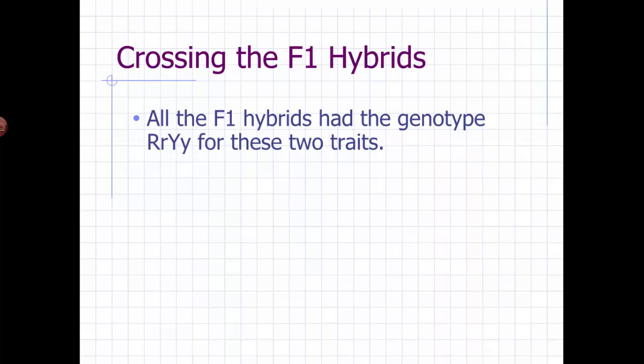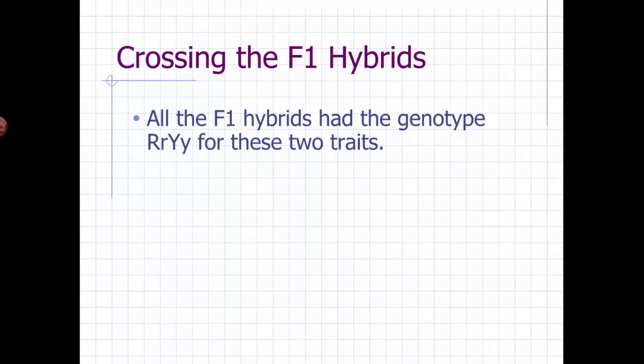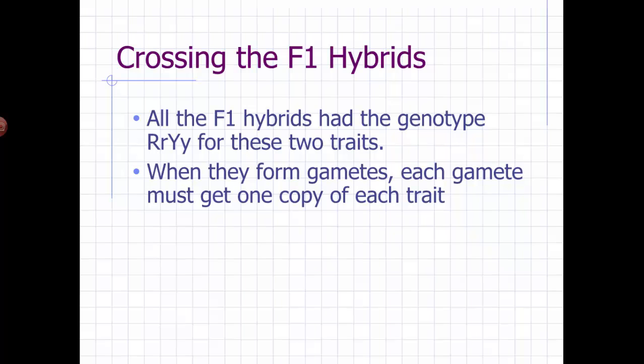Since the F1 is the first generation, F stands for filial, which means offspring, or actually it literally comes from the Latin for son. But F1 means the first generation. After the parents, since they were all dihybrids, so heterozygous for both traits. When they formed gametes, each gamete got either a capital or lowercase for each of those two traits.